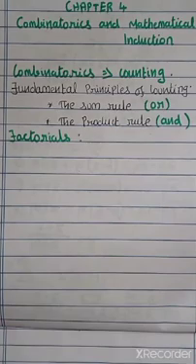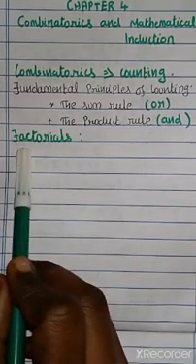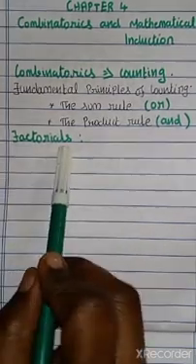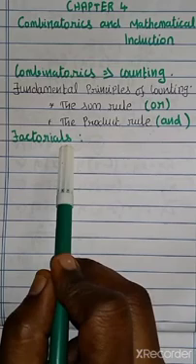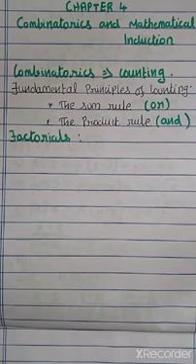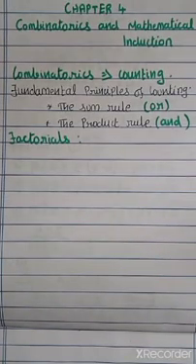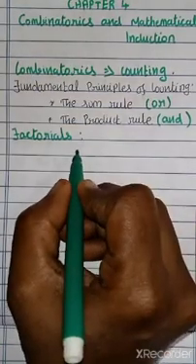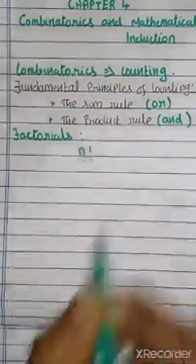Next we are going to see factorial. I think you are learning this for the first time. What is meant by factorial is: the factorial of a natural number n is the product of the first n natural numbers. It is denoted by n factorial.